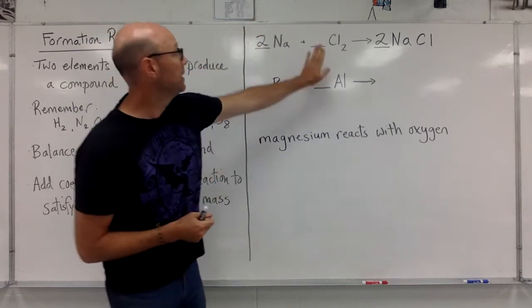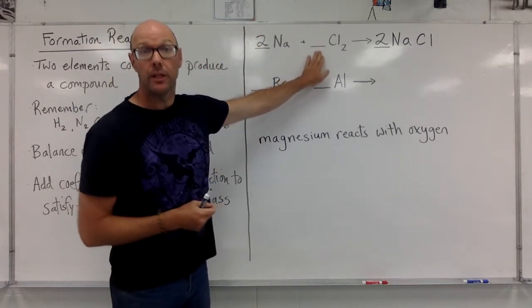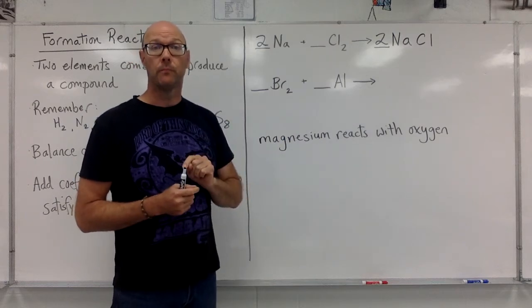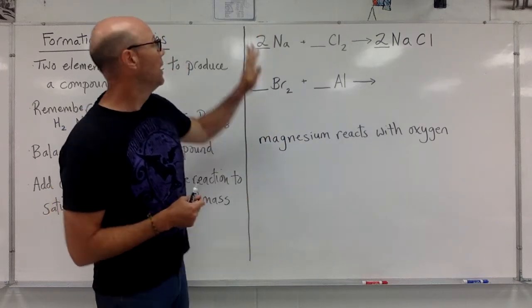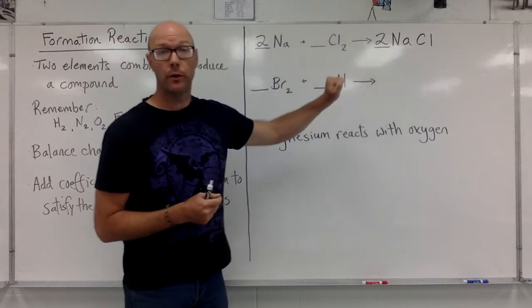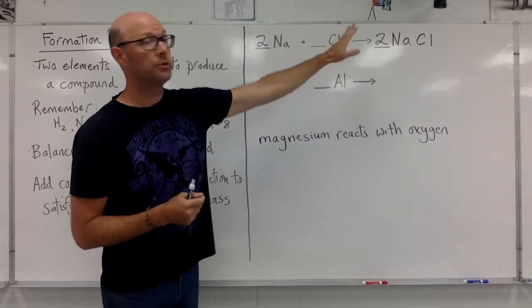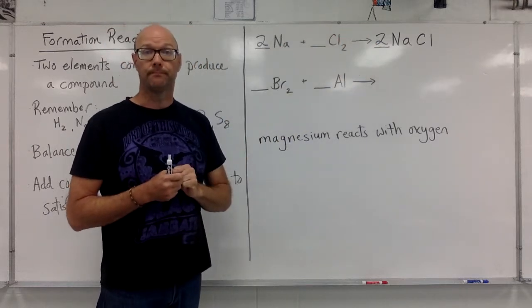I want to encourage you to leave that blank. That blank space right there represents a 1. Please don't write the 1 in. Now there's 2 sodiums there, 2 sodiums, Cl2 and 2Cl. We have a balanced equation.